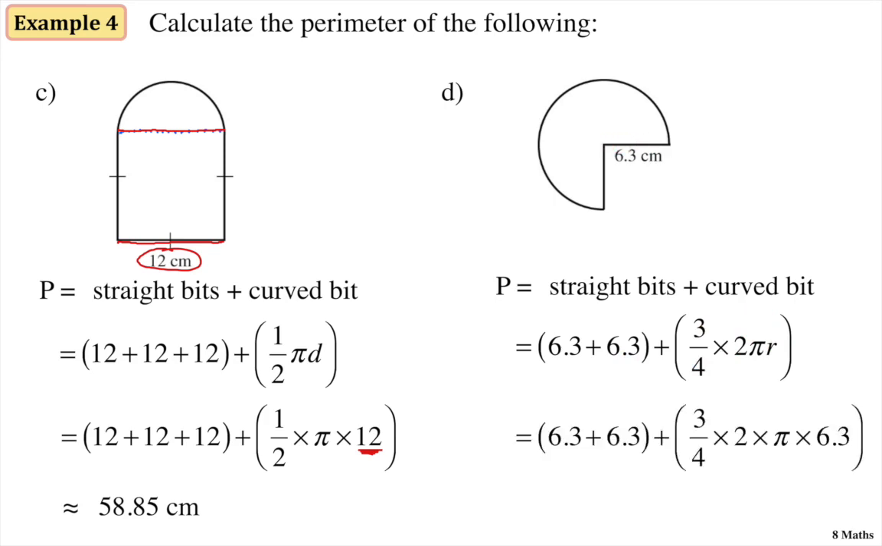Put that into my calculator, 6.3 plus 6.3 plus 3/4 times 2 times pi times the radius, which is 6.3. And I get to 2 decimal places, 42.29 centimetres. You should be checking these answers on your calculator and making sure that you can round them correctly and that you are in agreement that those are the answers. If you do check them and you don't get the answer I'm getting and you're not sure why, let me know and we'll figure out why.